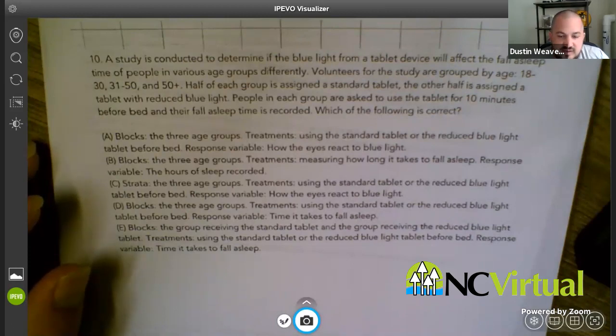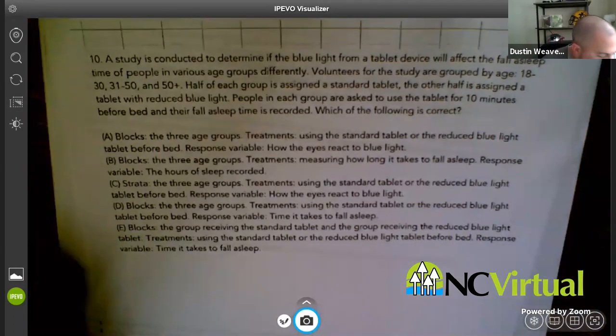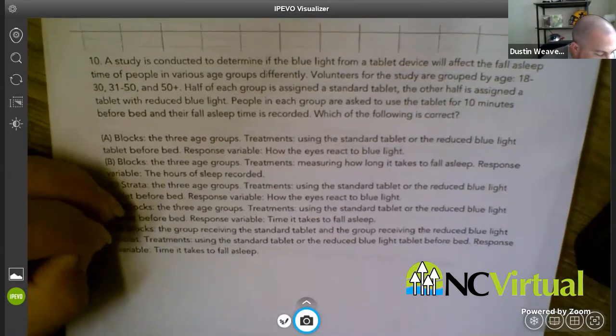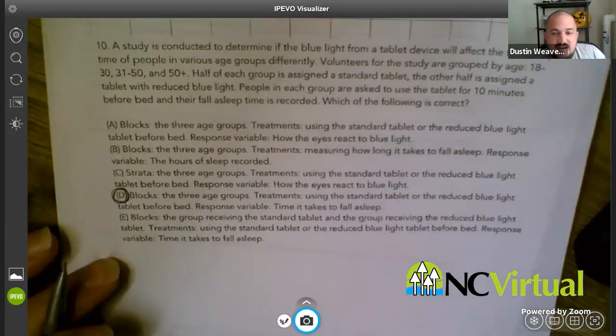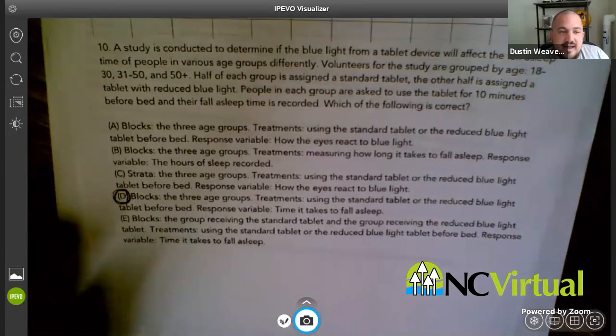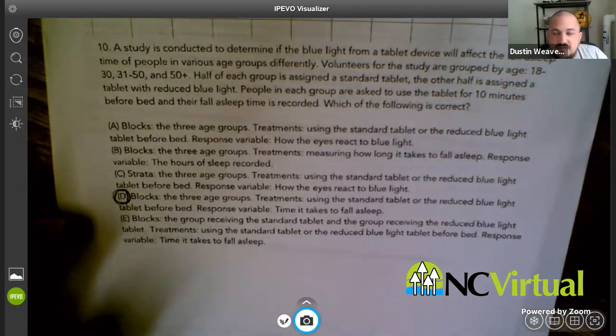And I'm going to go ahead and give you this, and then if you have a question, you can ask about it. The answer choice is D. So the blocks, how we're separating them, that would be your groups. Your blocks are your 3 age groups. So we're separating them by 18 to 30, 31 to 50, and 50 plus. Your treatments are then either the standard tablet or the reduced blue light tablet. So they're either going to get the standard tablet or the reduced blue light.